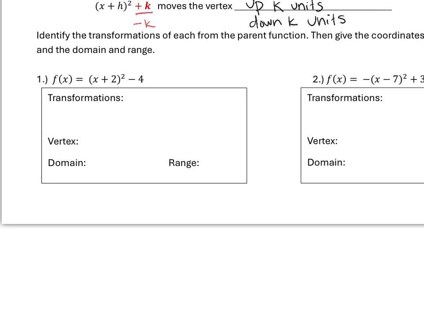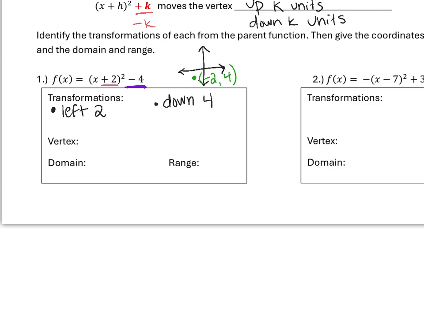So then these practice problems say to identify the transformations of each function from the parent function, and then tell me the vertex and the domain and the range. So if I look at number 1, (x plus 2) squared minus 4, inside here I have a horizontal shift, which always goes the opposite direction of the sign. So this is going to go left 2, and then a vertical shift, which goes the same direction as the sign, and down 4. So if my parent function starts at (0, 0), and then it goes left 2, down 4, then I have a vertex at (-2, -4).